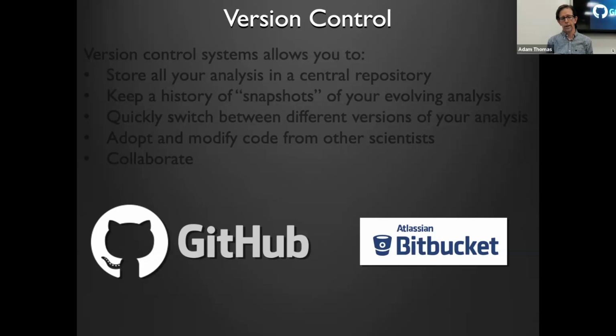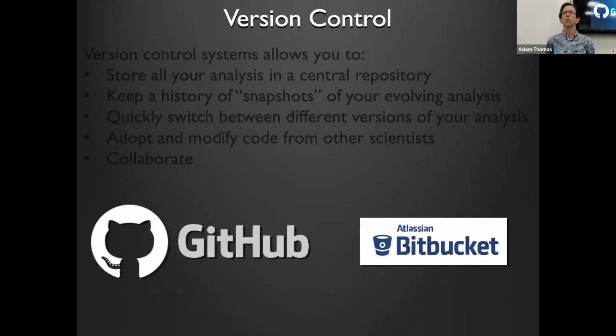So version control is another thing that our lab spends a lot of time teaching, training, and talking about. That basically amounts to GitHub, or alternatively, there are other platforms like GitLab or Bitbucket. Version control systems allow you to store all of your analysis in a central repository and keep a history of snapshots of your evolving analysis, which again gives you a map of how things diverge and progress. You can also quickly switch between different versions of your analyses. You can adopt and modify code from other scientists, and you can collaborate.